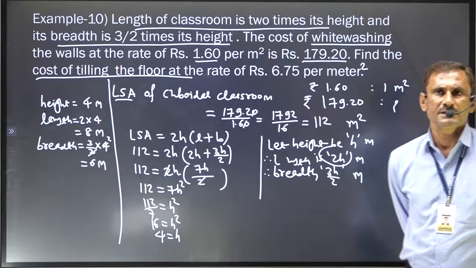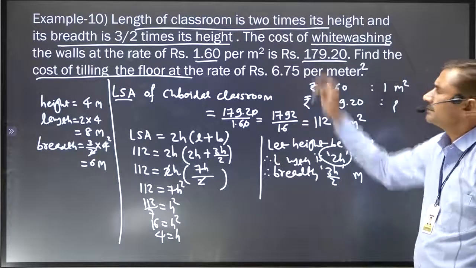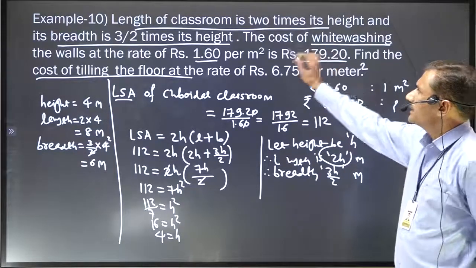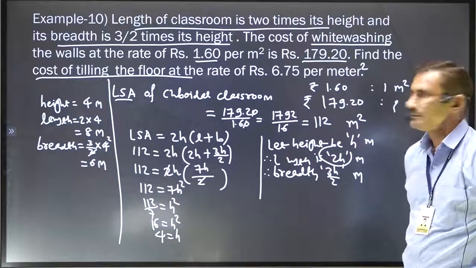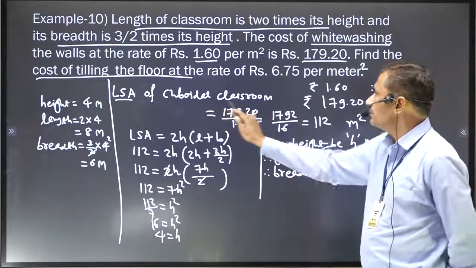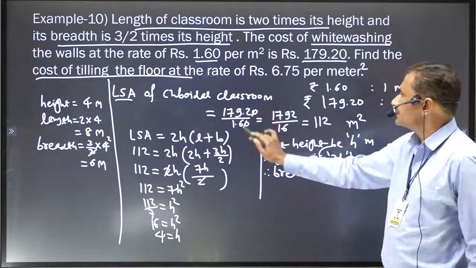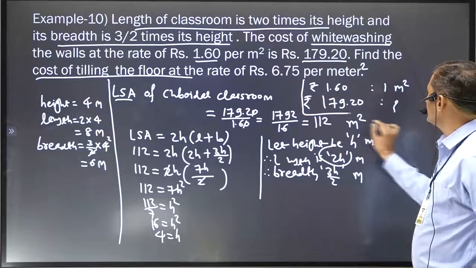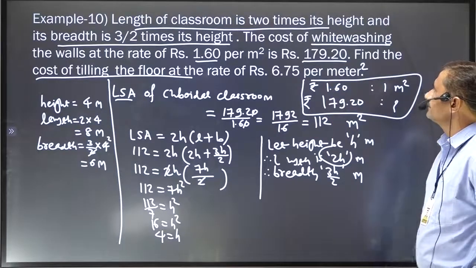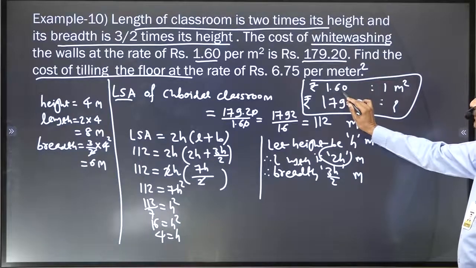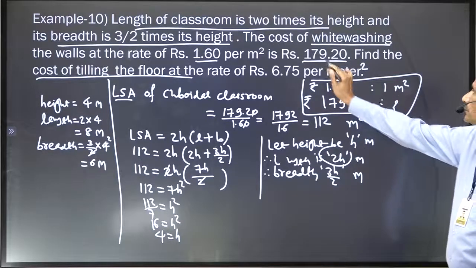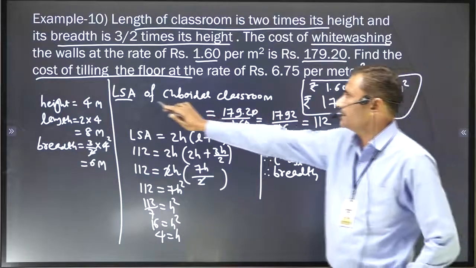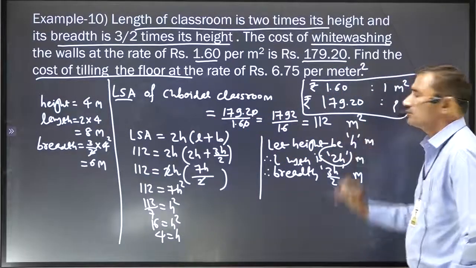Why is lateral surface area given? Nowhere is the word lateral surface area given there. But it is related to whitewashing four walls. So obviously it is the LSA of the cuboid. So the cuboid's lateral surface area, how did we find it? I gave it to you that way. Keep 1.6 rupees, it is per 1 meter square. But for so many rupees, how many meter square? So that is only the area of four walls, meaning LSA. So we found it is 112 meter square.